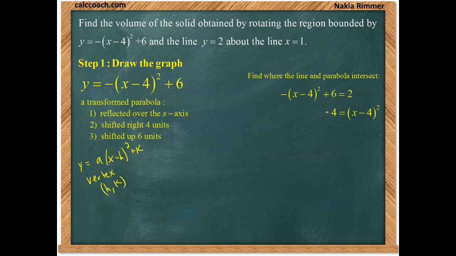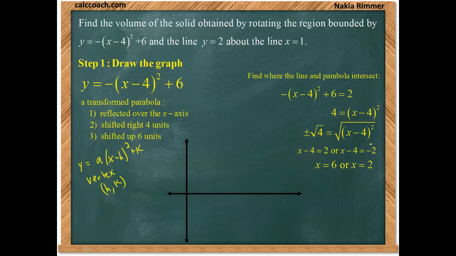Don't multiply out. Right now, take the square root of both sides. Underneath the square root, you have the x minus 4 quantity squared, so you just get x minus 4, and either that's going to be a 2, positive, or a negative 2. If x minus 4 is 2, that means that x is 6. If x minus 4 is negative 2, that means that x is 2. Okay, great. We have all the information we need.